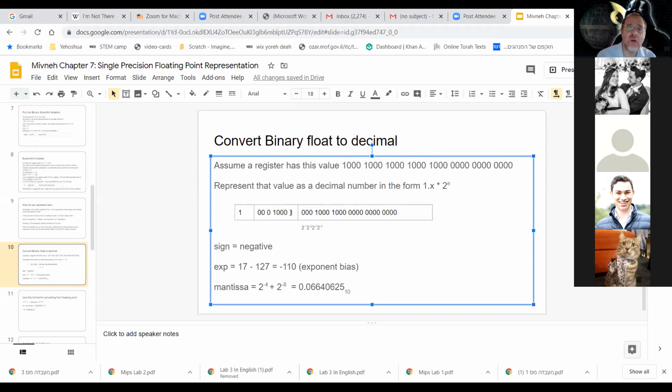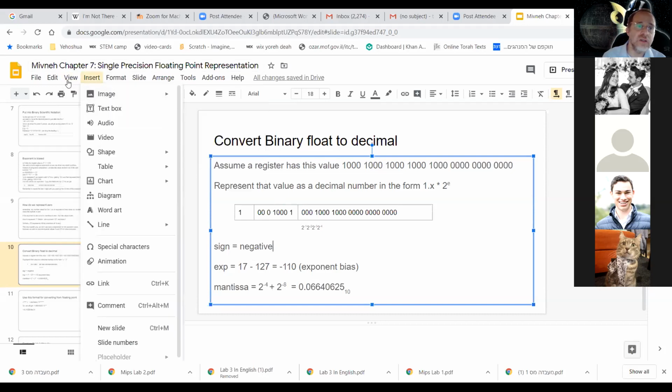The power is what? Well, the power, that's 16 plus 1, 17. Now we have to do minus 127, so the power really means minus 110. Even though it wrote 17, it really means minus 110. That's the power. And what's the mantissa? Well, the mantissa, I can figure it out like this. Let me go to view, present.